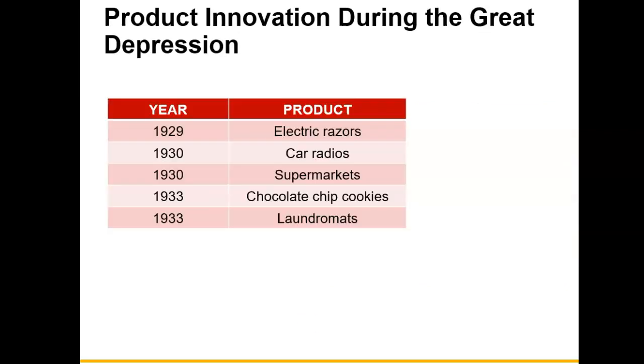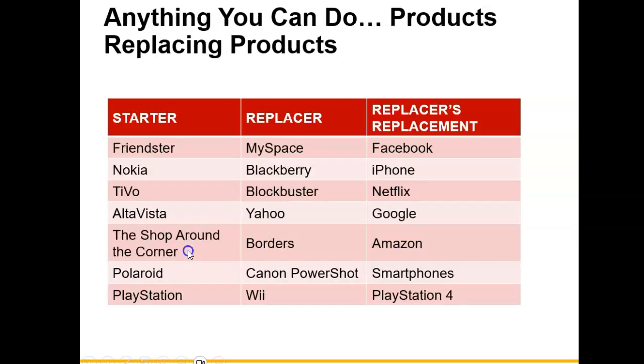This is a fun fact. Here are some products that were developed during the Great Depression. Items such as electric razors, car radios, supermarkets, chocolate chip cookies, gum, and laundromats were all developed during the Great Depression between 1929 and 1933.